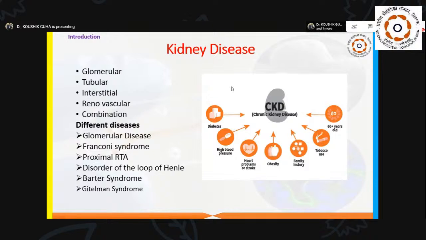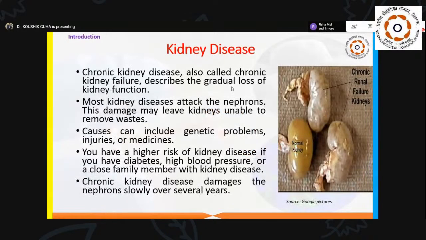Then there are Fanconi syndrome, proximal RTA, disorders of the loop of Henle, Bartter syndrome, and Gitelman syndrome. These are very common syndromes and diseases for a kidney specialist, a nephrologist. They handle a lot of patients daily with this type of disease. Chronic kidney disease, also called chronic kidney failure, describes the gradual loss of kidney function. Chronic means that you may not know whether your kidney is properly working or not. So if you have any symptom in the very first stage, you should consult a doctor and detect this failure in the chronic stage.